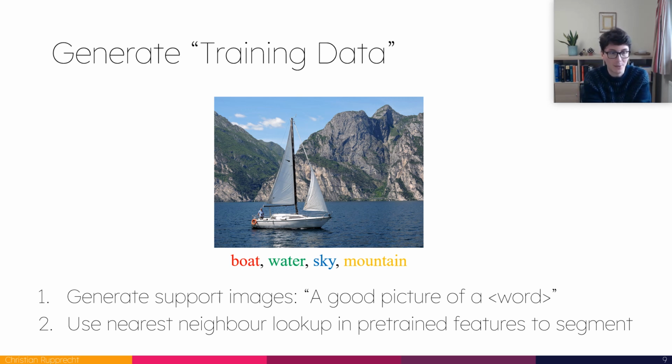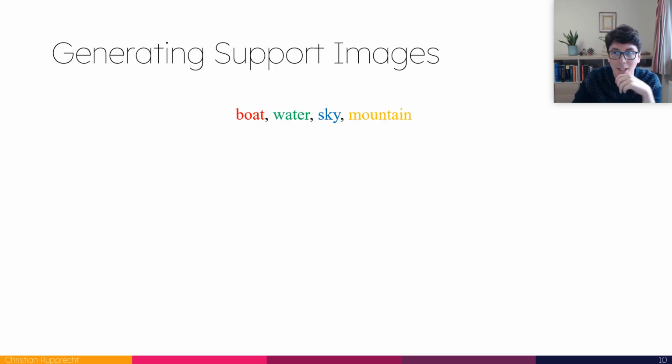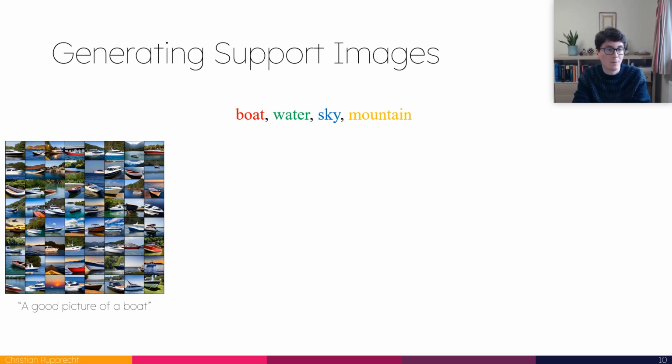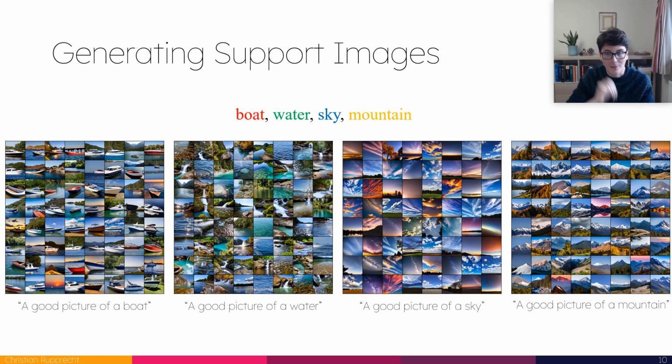And then what we can do is we can use just nearest neighbor lookup in a feature space to segment this image. So how does this look? We have these 4 classes: boat, water, sky, mountain. And from here, we just use Stable Diffusion or any other kind of generative model to generate support set images. So here are 64 images of a boat, water, sky, and mountain. Now we basically have a mini support set for each of these classes.